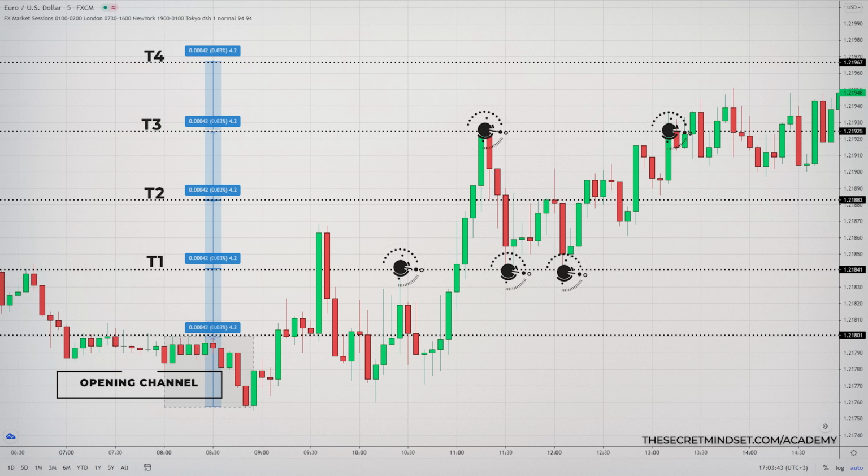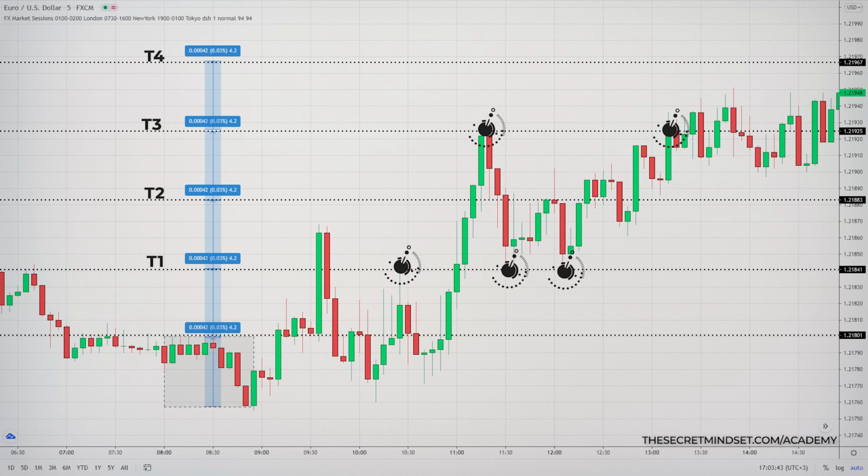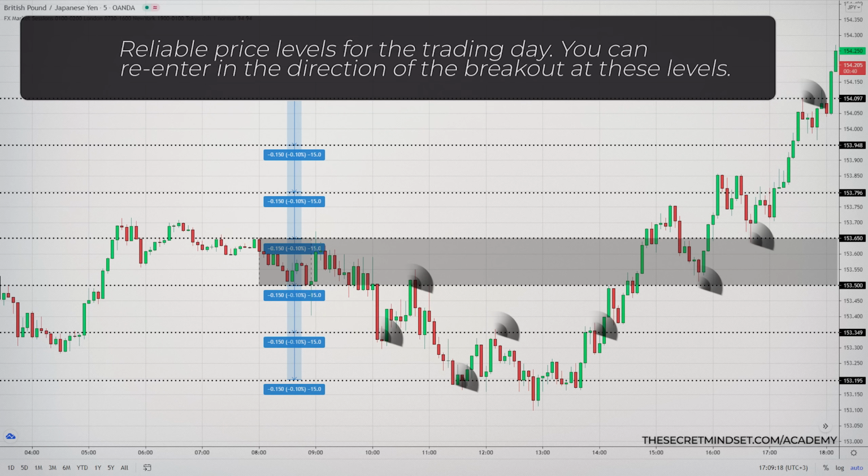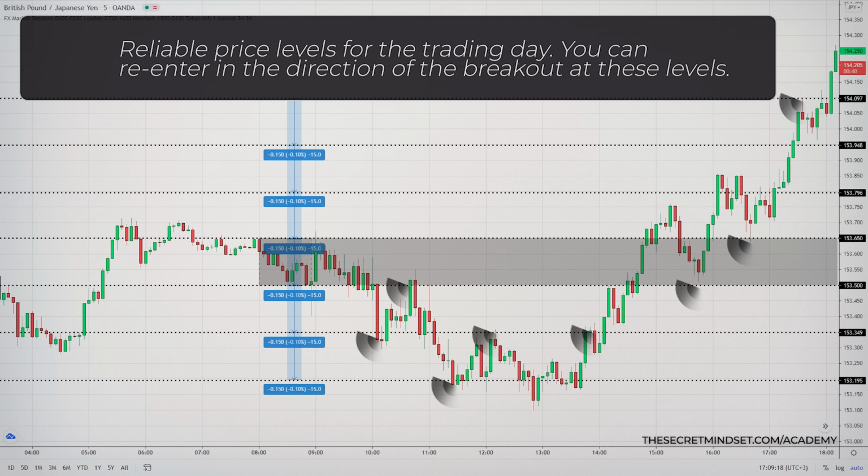You will notice how these levels will be used by institutions during the trading day as real levels of support and resistance. In this chart, I have traced upwards and downwards levels of take profit, and it's evident how the price reacts when it approaches these levels. It's really unbelievable how accurate these levels are. The price bounces several times, reverses, breaks, and retests them. These price targets are very important.